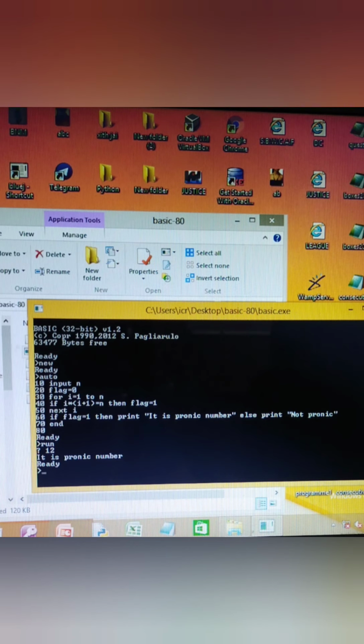Now let's look at another program. The program says that we have to print the factors of a number which is given by the user. Factors means the numbers in whose table this particular number given by the user occurs. So let's see how we do it.